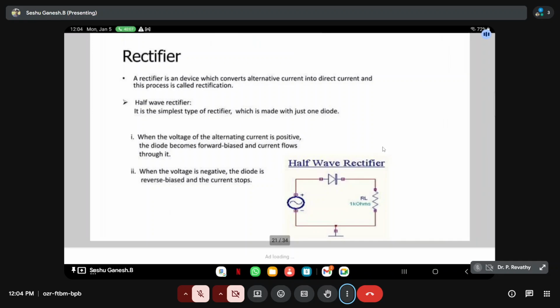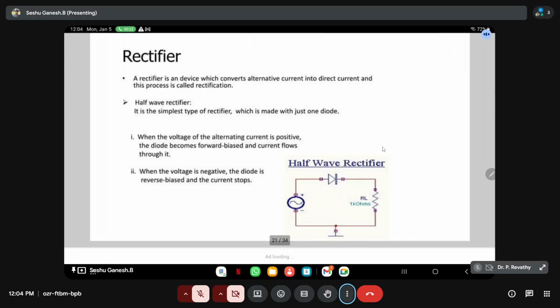Okay, so how does it work? You can see here their diagram is given, and here you can see a diode, a single diode, and a source voltage is connected. The positive of the source voltage is connected to the anode, and the negative is connected to the cathode.